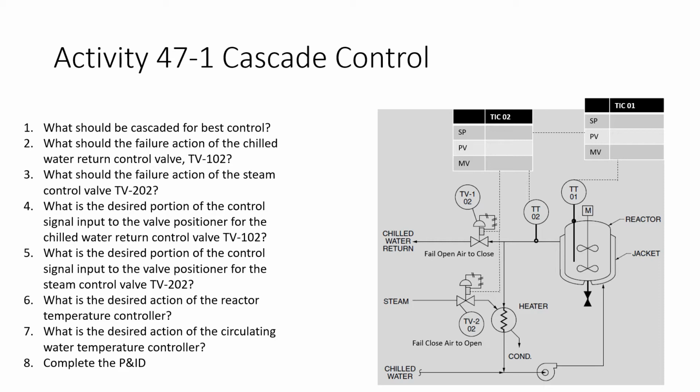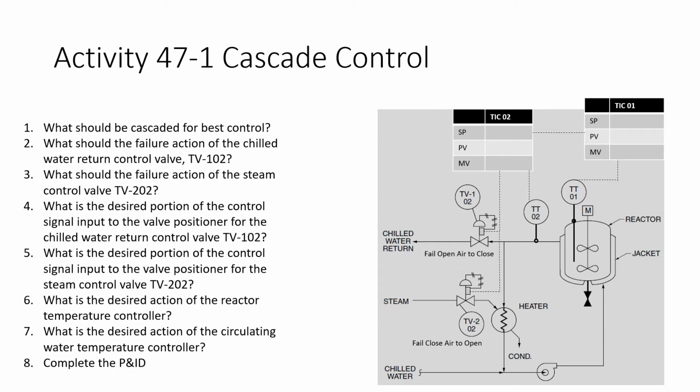What is the desired portion of the control signal that goes to the chilled water return valve? Well, when we're in the failed open side, that means we're going to be operating on the low range. So at 4 milliamps, we're going to be fully open. And so that means what we want is the 4 to 12 milliamp portion of this should be on the cooling side. And that's almost always the case when we're using split range control valves. The 12 to 20 milliamp then would be the answer to number 5. The portion of the control signal to TV 202 should be the 12 to 20 milliamp range.